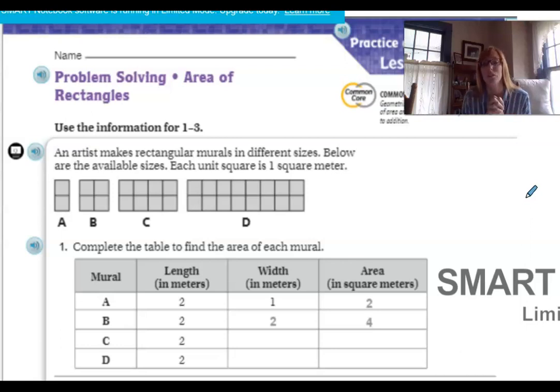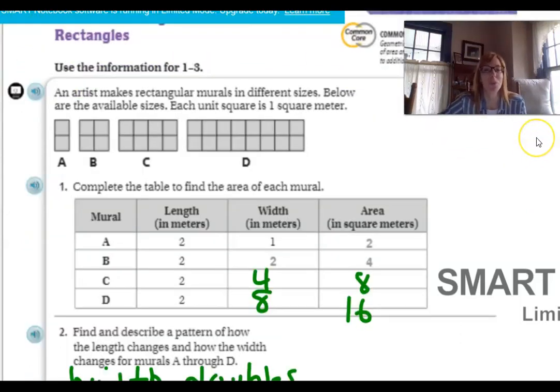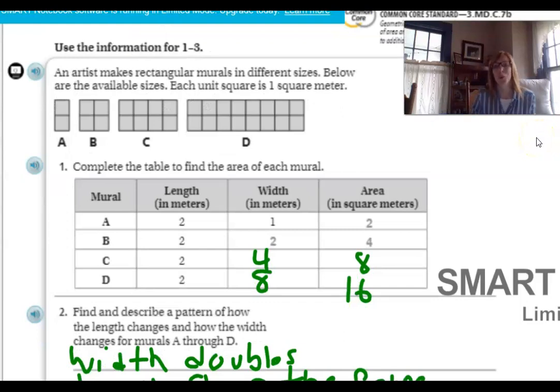Everything that you've learned in third grade. Okay, so pause the video and get started. Okay, so these were kind of fun to do because the patterns were pretty simple.